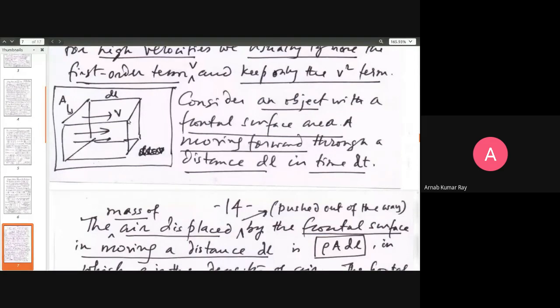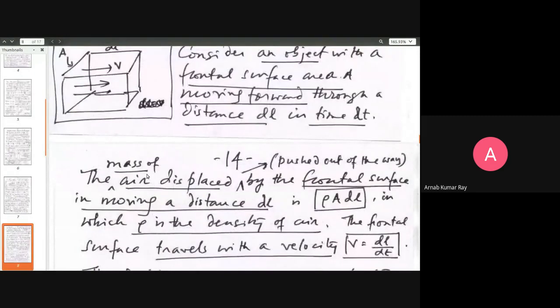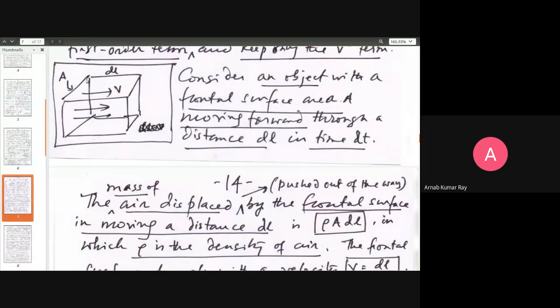Now in so doing, there was air in this whole area. So this frontal surface area, your tabletop or whatever, in order to move it, you have had to push the air contained in this box out of the way. So the mass of the air displaced, pushed out of the way by the frontal surface area moving a distance dl. So how much air has been moved out in this small time dt, having traveled through a distance dl? A little bit of the air that was occupied in this box had to be pushed out of the way for this surface to move from here to here.